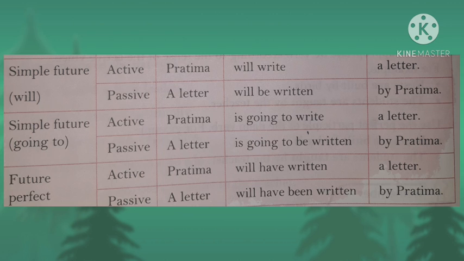Future perfect. Active: Pratima will have written a letter. Passive: A letter will have been written by Pratima. Then, how can we change a passive voice into active? It's very simple. We have already learned how we can change an active voice into passive.